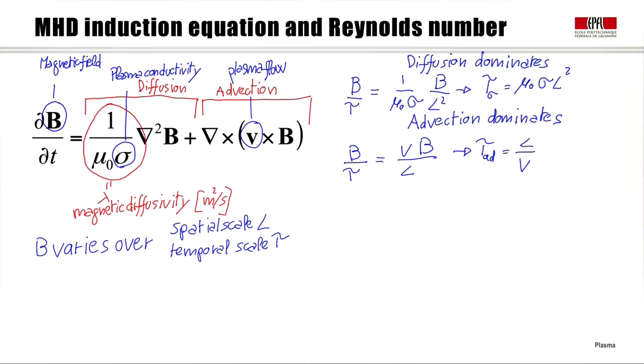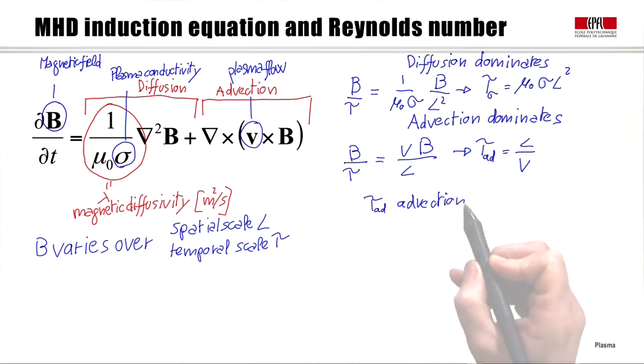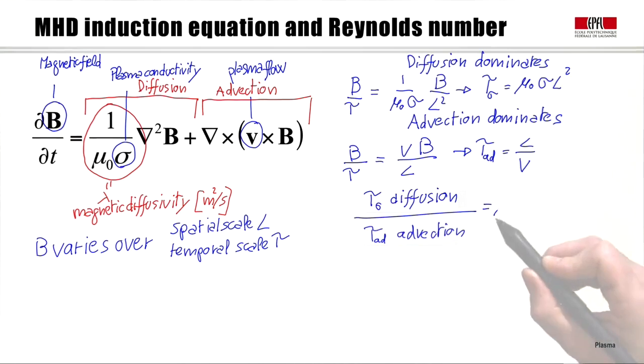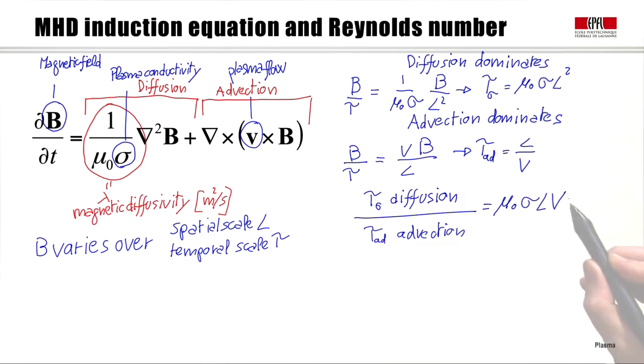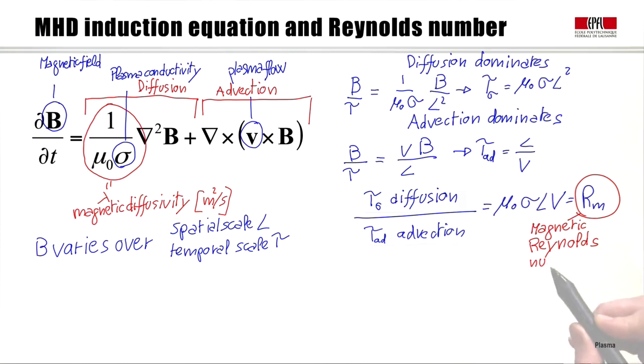How can we decide whether diffusion or advection dominates the plasma dynamics? We can take the ratio of the two times and use the expressions that we have just computed, and we come up with the following. This formula defines the magnetic Reynolds number, which is a dimensionless number, usually indicated with a capital Rm.